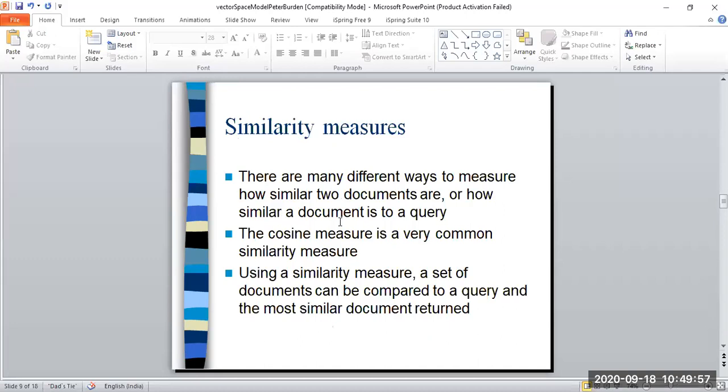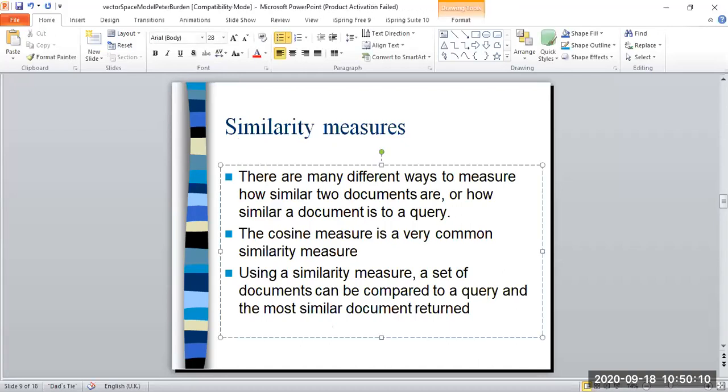So now we have come to the measuring part, similarity measures. There are many different ways to measure how similar two documents are, or how similar a document is to a query. Like I said, there is a Euclidean distance measure, there is a cosine similarity measure, there is a correlation measure.